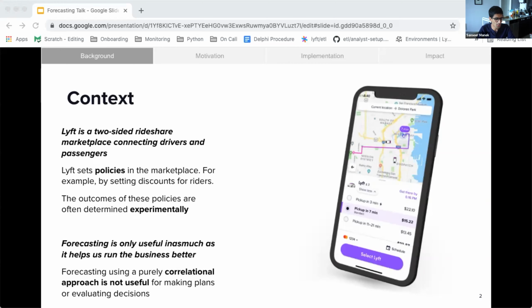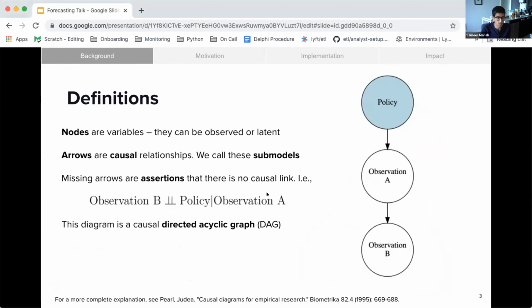Now, one thing where we deviate from a lot of other forecasting work, including Sean Taylor's Prophet package, is that we argue that forecasting is only useful in as much as it helps us run the business better. That is, it's only useful in as much as it helps us make better plans and evaluate decisions. With that, I want to provide a few definitions that I'm going to be using throughout the talk before jumping into the project itself.